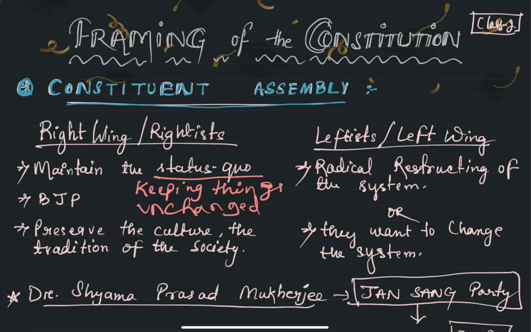Well, before that we have to learn some of the basics of the right-wing perspective and the left-wing perspective. The right wing of the people maintain the status quo. That means they believe in preserving the culture and the tradition of the society. For example, the BJP. Whereas the left-wing approach is the radical approach of restructuring the system. That means they want to change the system.